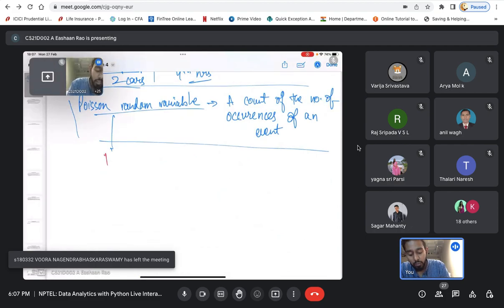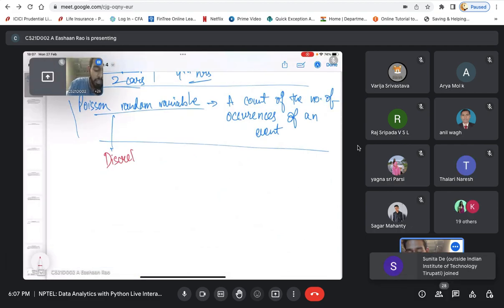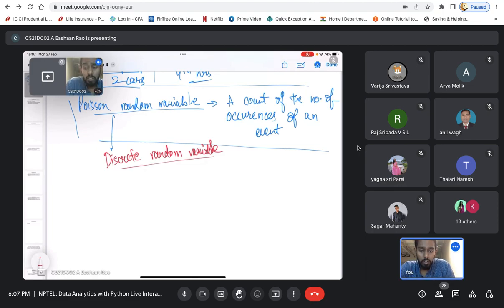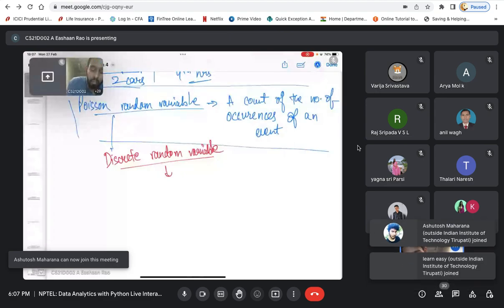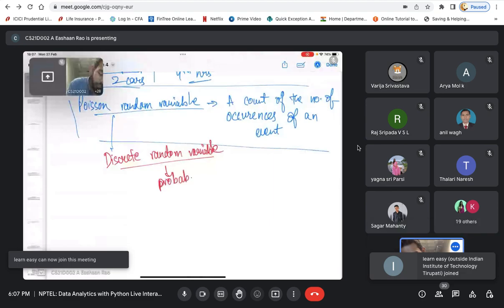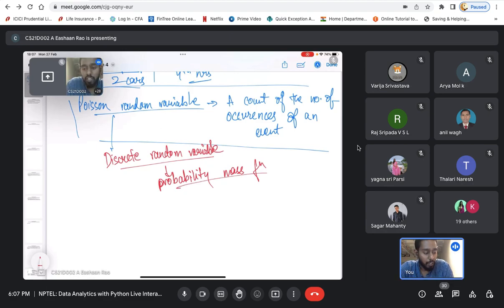When we say Poisson distribution, it generally applies to discrete random variables. That means the random variables have a specific set of values, and you can list out all those values. Even if they are infinite, you can list them out, like 0, 1, or 200. These are discrete random variables, and when we find the probability of those random variables, we call it a probability mass function. We generally use a mass function for discrete random variables.